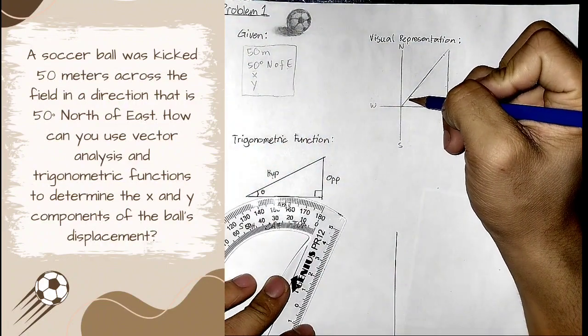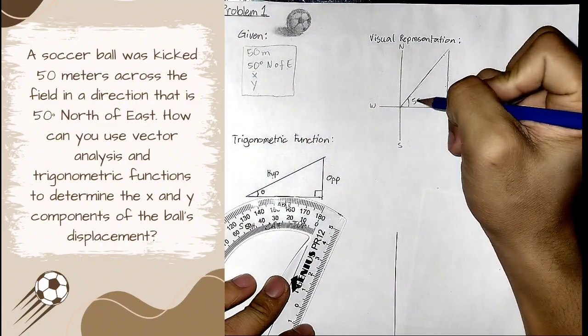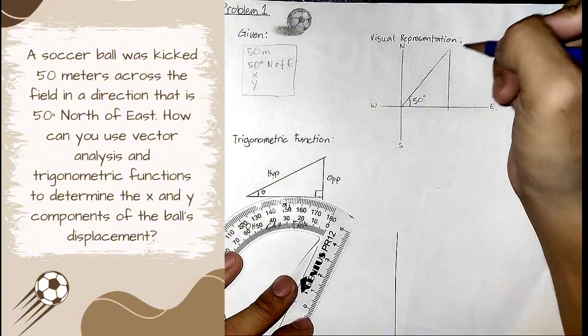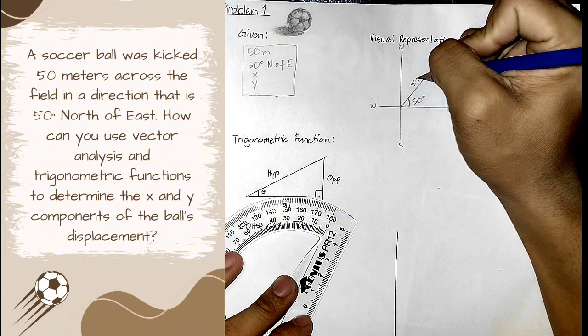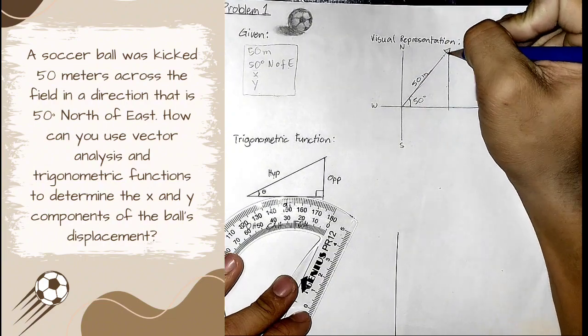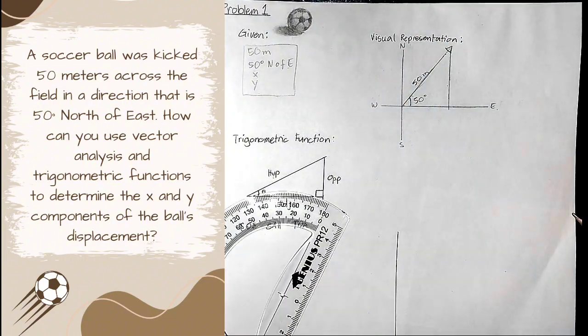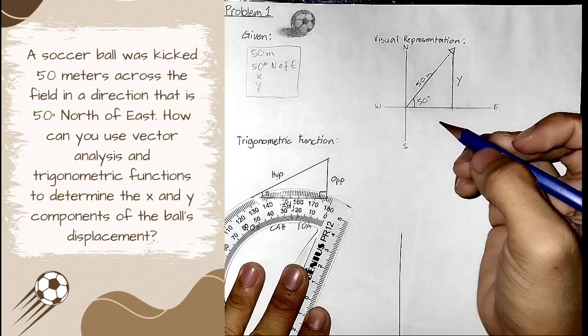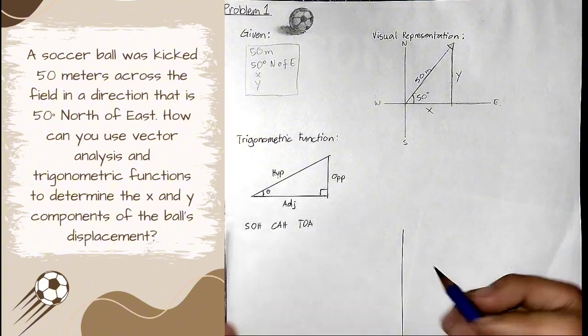We drew the triangle 50 degrees to the north of east side because of the given. After drawing that, we're going to label each side of the triangle. 50 meters goes to the side where the ball was kicked. The vertical line is the y component and the horizontal line is the x component.